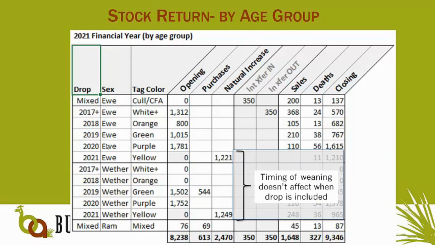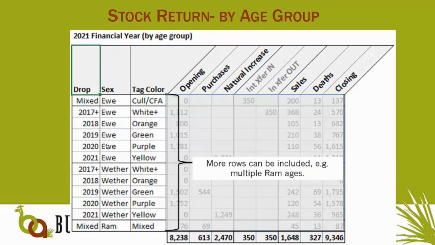Another thing to consider is that the timing of weaning doesn't affect when drops are included when doing it this way. So these ones here in this example, if we assume it's an autumn lambing, we may not have weaned them by 30th of June, looking at my financial year. That doesn't matter. They're still there. We know that we've got them. If we don't know till after the end of the year, they're still about the same age even if we didn't get to them in time. So it is important that they are included. The timing of the event doesn't affect whether that age group is there or not.